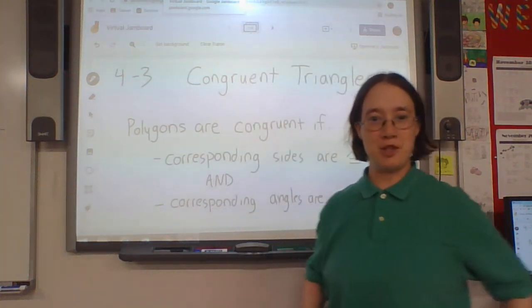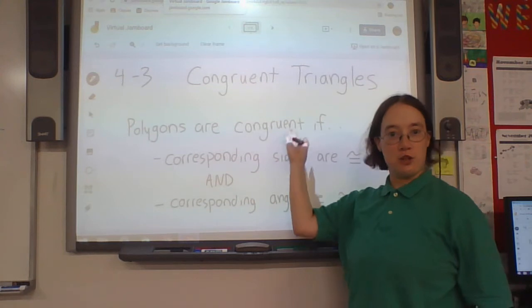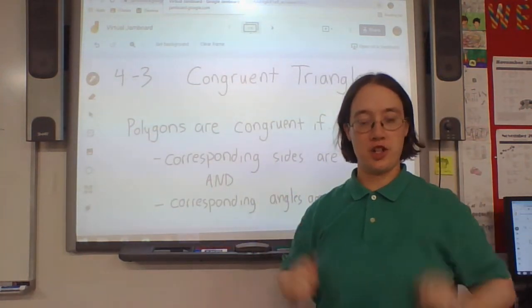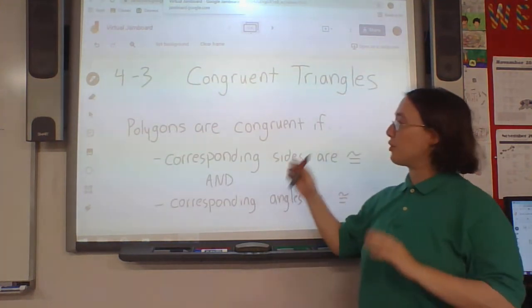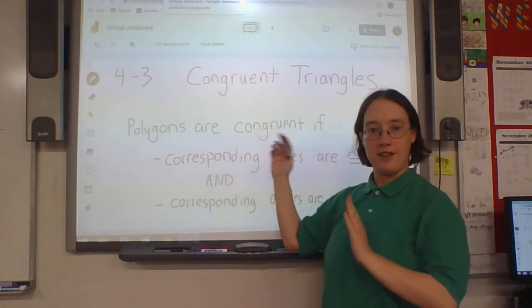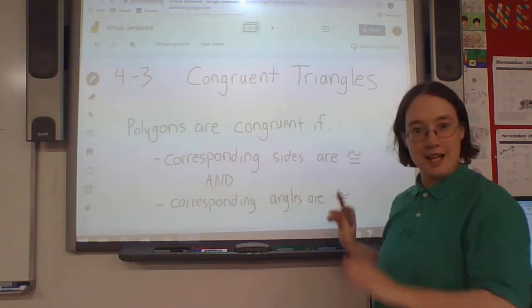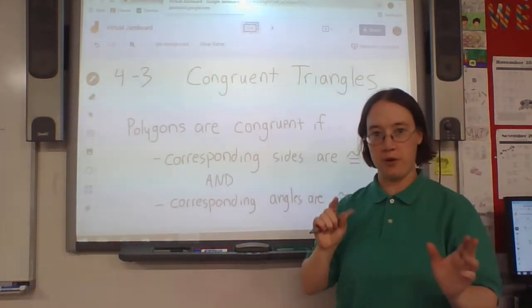Alright, hello geometry. Today we are looking at congruent triangles. But before we get to triangles, we're looking at congruent shapes in general. So in order for two shapes to be congruent, their corresponding sides need to be congruent and their corresponding angles need to be congruent. So it needs to be both of those things.